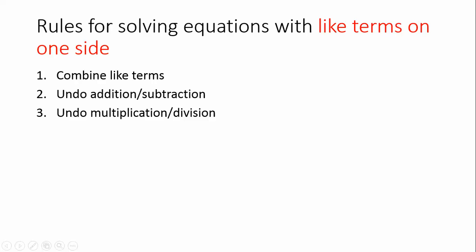So the only thing different here is the first step. And when you are solving equations that have terms that are the same or like terms on the same side, we have to combine those like terms first. After we combine the like terms, then we undo addition and subtraction, followed by undoing multiplication and division, just like in the past.